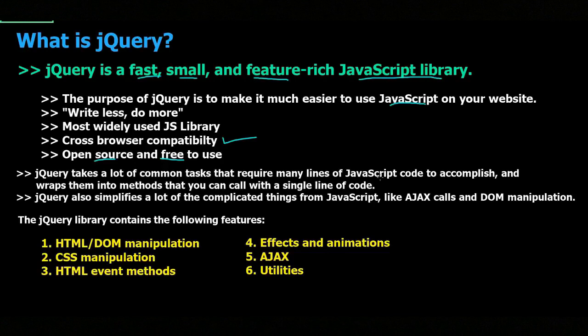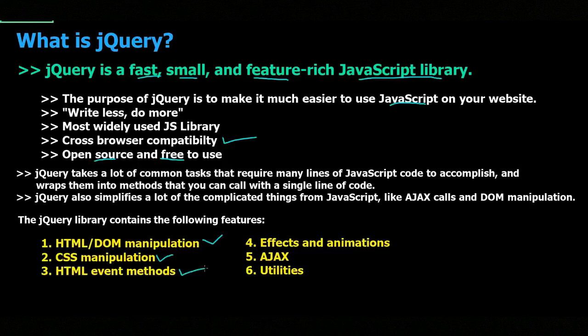jQuery also simplifies a lot of complicated things from JavaScript like AJAX calls and DOM manipulations. The primary features that the jQuery library contains are HTML DOM manipulations. We've been doing document object model manipulations in JavaScript also, using document.getElementById, right? We used to access the HTML elements and perform operations on them. jQuery also helps us do that, but in a much simpler way by using methods directly. Then we have CSS manipulations, and we have HTML events.